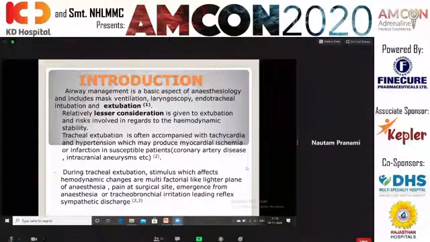During tracheal extubation, the stimuli which affect hemodynamic changes are multifactorial, like light plane of anesthesia, pain, emergence from anesthesia, and tracheobronchial irritation, leading to reflex sympathetic discharge.